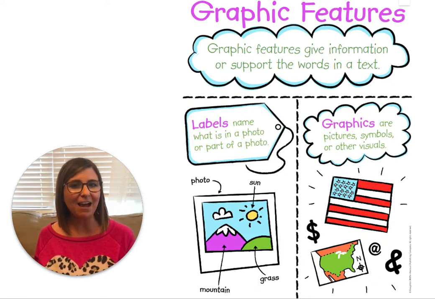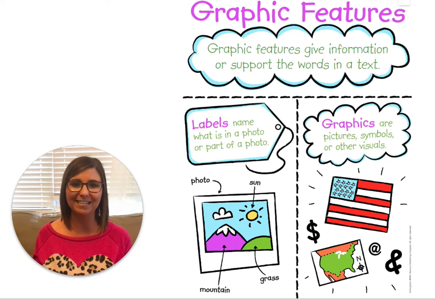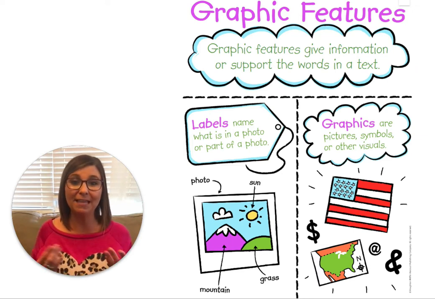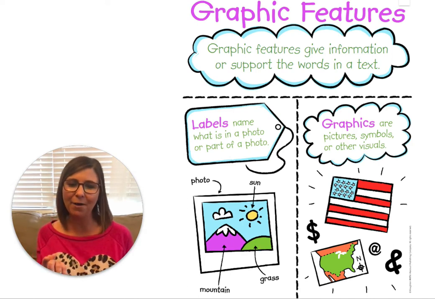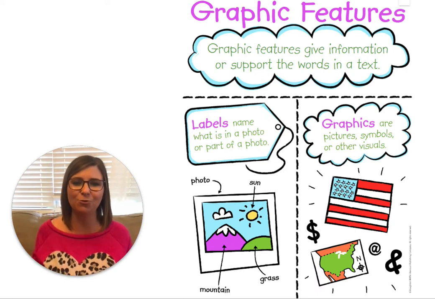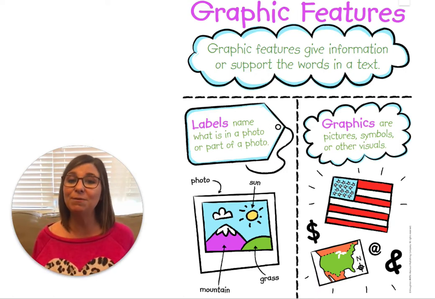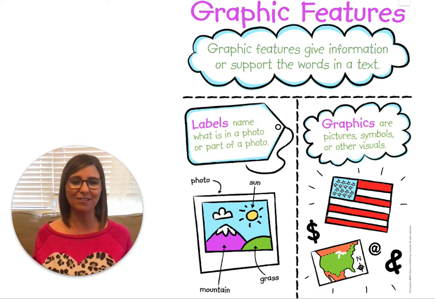So when we're reading nonfiction text, we can also look at graphic features. Graphic features give information or support the words in a text. So some examples might be labels. Labels name what is in a photo or a part of a photo. And we can see this here in this photo. It has the sun and a mountain and some grass. And you can see that it has those arrows that are pointing to what those things are. Next, we might have graphics. Graphics are pictures, symbols, or other visuals that help us to better understand what we're reading about.